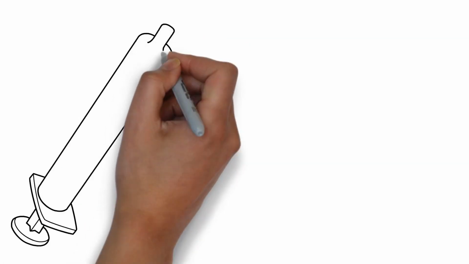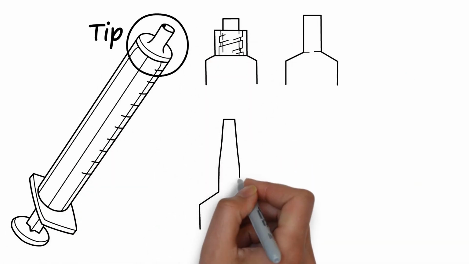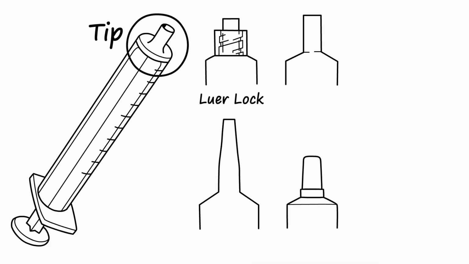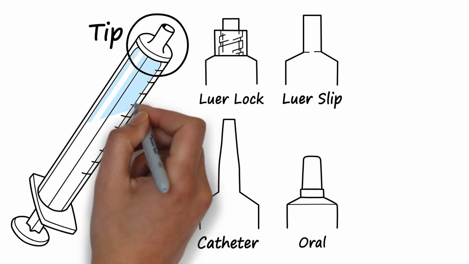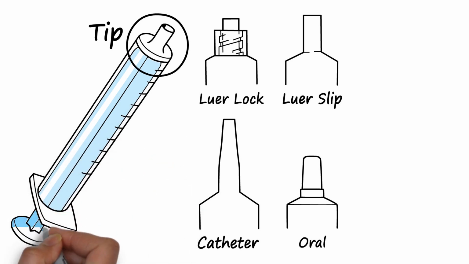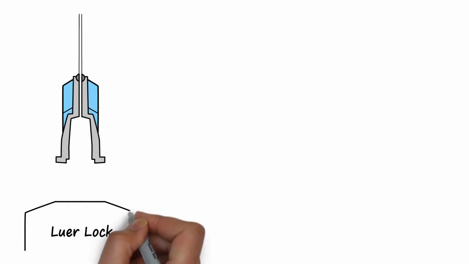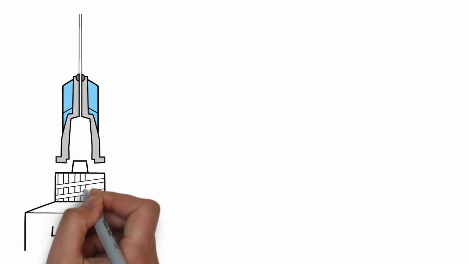The third key component of a syringe is the tip. While there are many different tip types available, the most common are Luer lock, Luer slip, catheter, and oral. Luer tips, lock or slip, accept a needle and may be used for injections. As such, many hypodermic syringes are regulated by the FDA. The Luer lock tip engages the hub of the needle with a threaded locking mechanism.